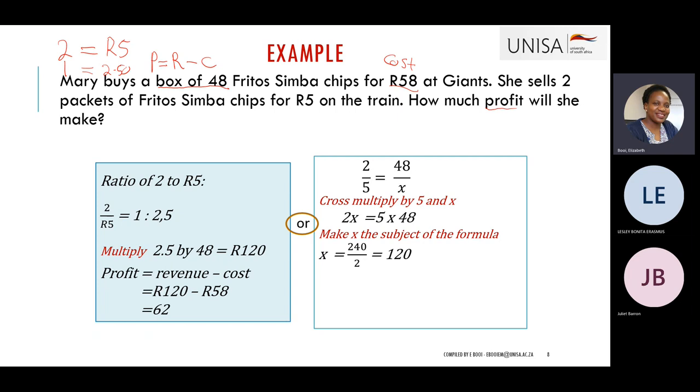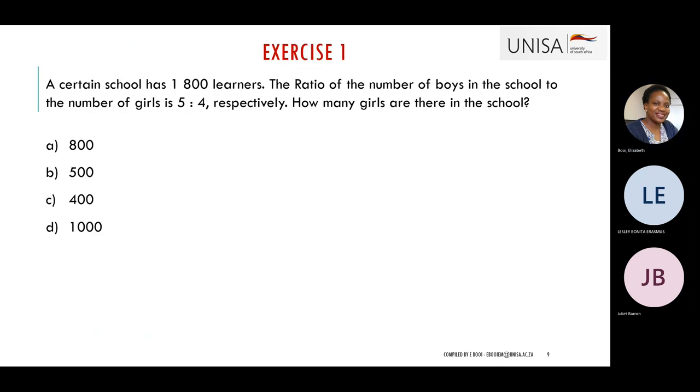But that is not what the question is asking. The question was asking us how much profit. Then we do the same. Profit is equal to revenue minus cost. 120 minus the cost of 58 rand would give us 62 rand. And that's how you can use the ratios to answer questions when asked. This is your exercise. I'm going to do one with you, and then I'm going to give you time to do the other exercises. I've got a lot of them.